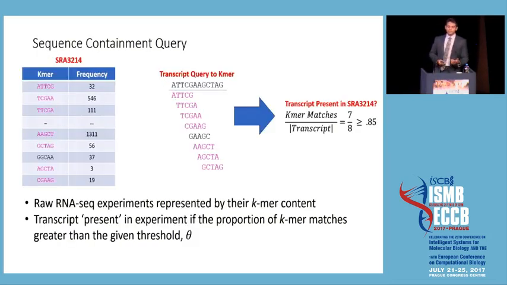We can break this sequence containment query down into a few simple steps. First, we must realize that the raw RNA sequencing data can be simply represented by a list of its constituent k-mers. Now, if we break our transcript query down into its constituent k-mers, if the proportion of these k-mers which have a match in this list is greater than some cutoff, which generally the user supplies, we can conclude that this transcript is in fact present in the sample.